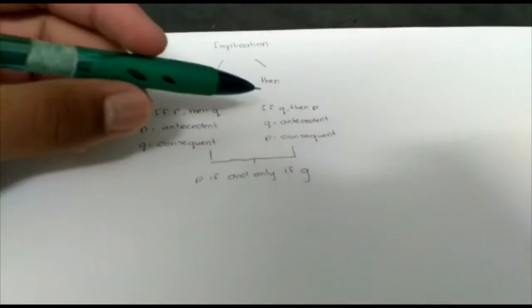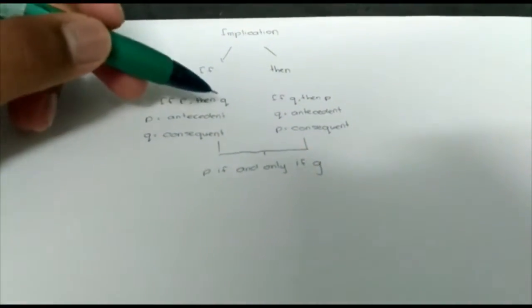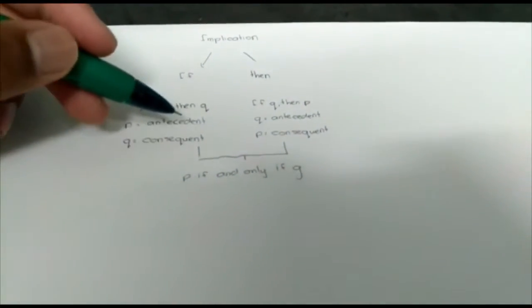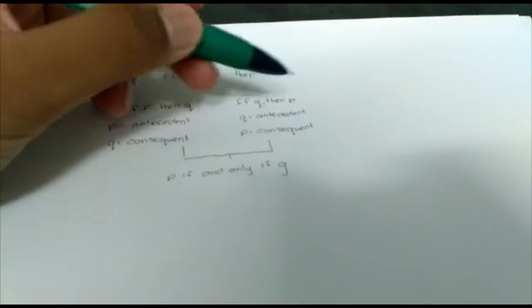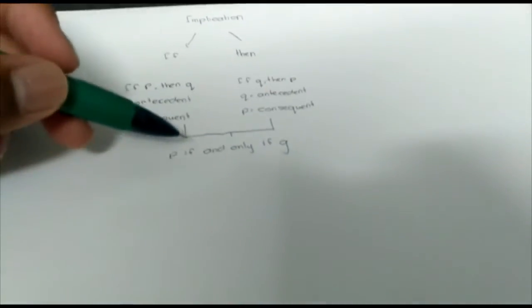Next is implication. Implication is the best topic that I want to teach. You just have 'if' and 'then'. First is: if P then Q, where P is the antecedent and Q is the consequent. And if Q then P, where Q is the antecedent and P is the consequent. So the answer is P if and only if Q. Sorry, it's Q, not G, Q.